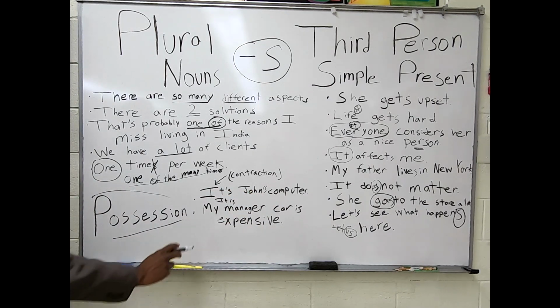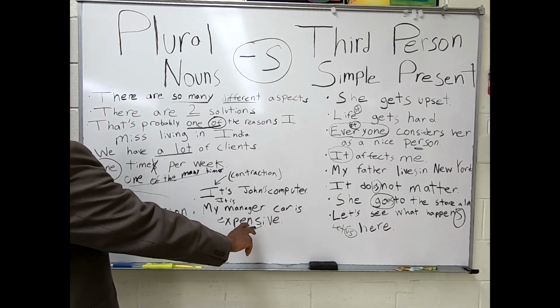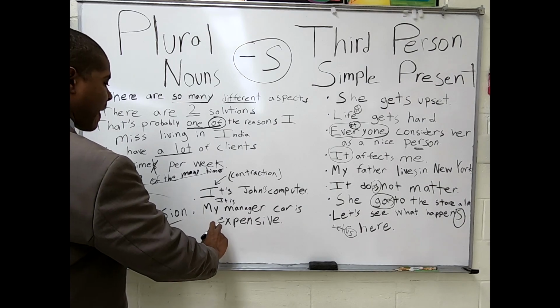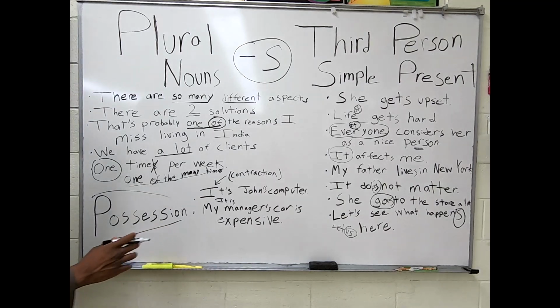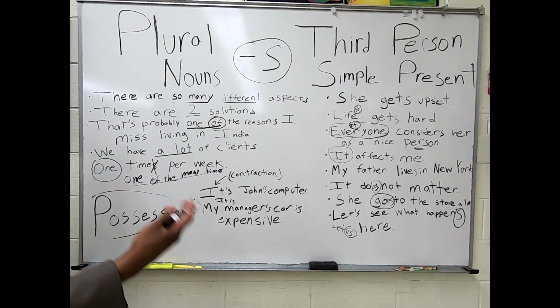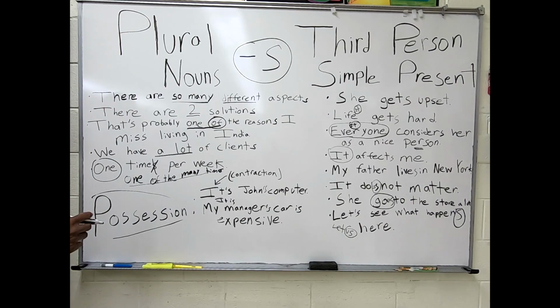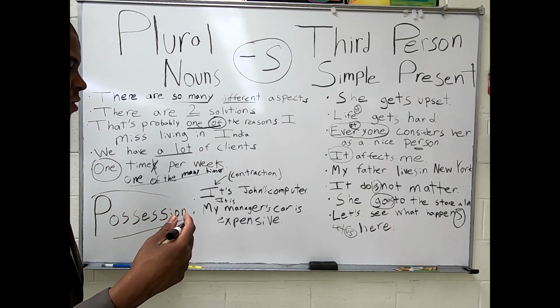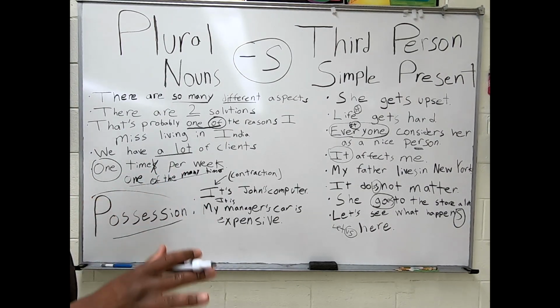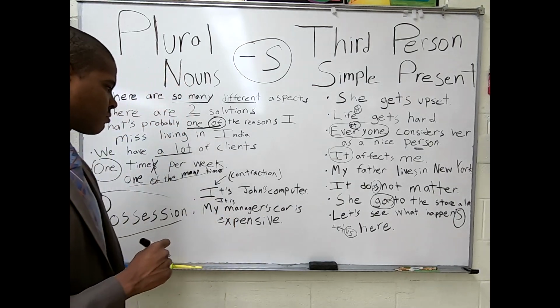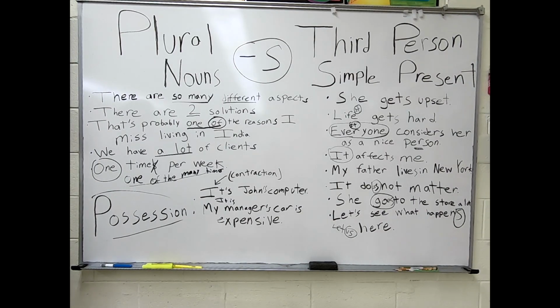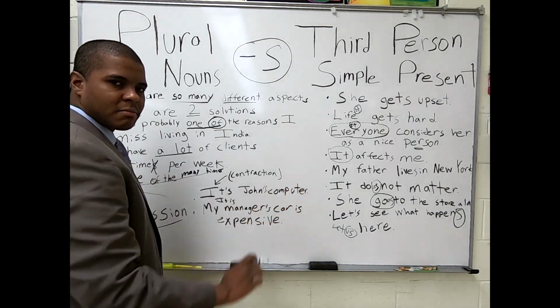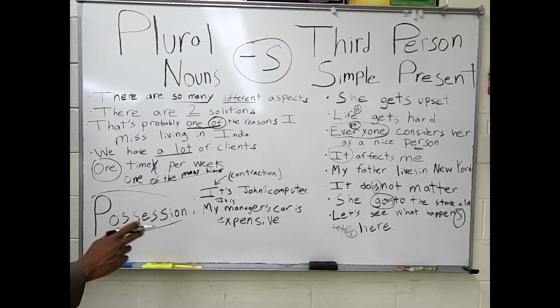All right, my manager car is expensive. My manager's car is expensive. My brother's car is expensive. My sister's car is expensive. The boy's car is expensive, if I didn't say that already. It's John's computer, it's Sally's computer, it's the people's computer, all right? So that's possession, all right?